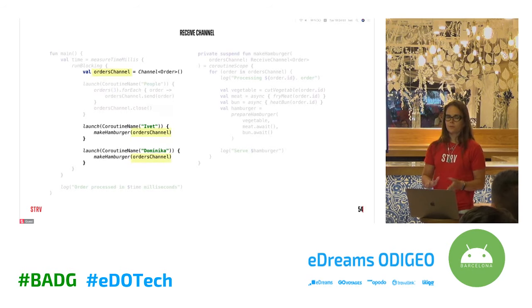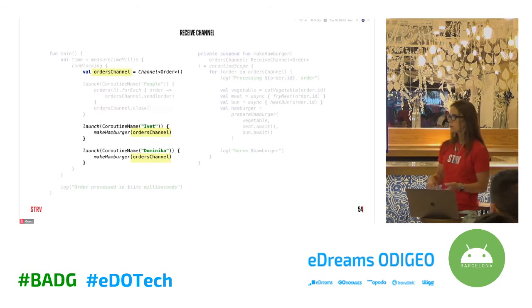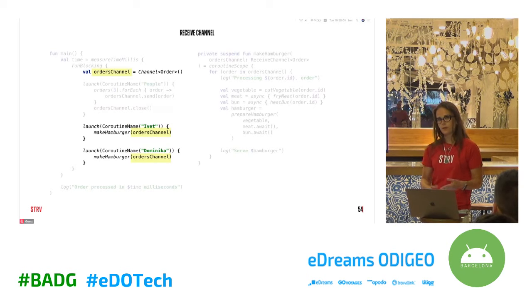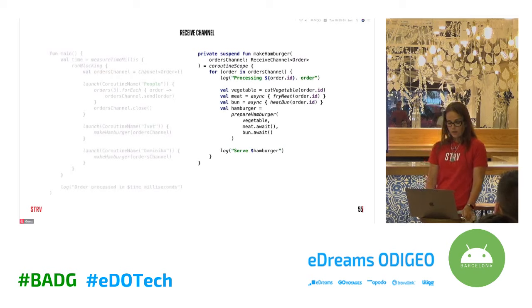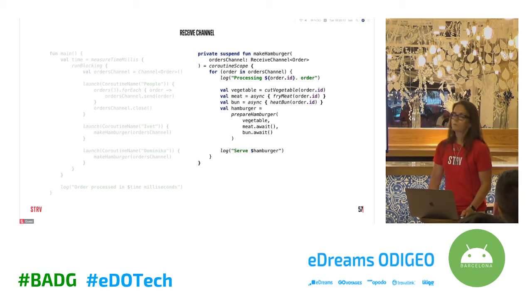Inside of both suspending lambdas, we pass the channel as an input parameter of the make hamburger function, so that both coroutines may work with the same channel. And in the make hamburger function, we just get orders from the channel by using a for loop, and we process each order the way we have seen before.